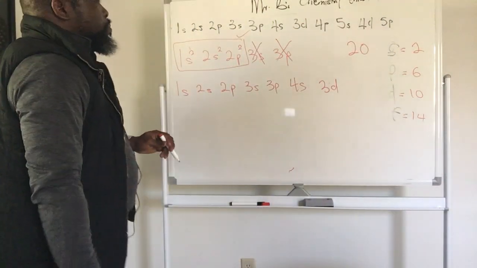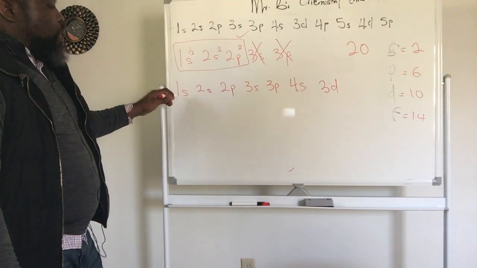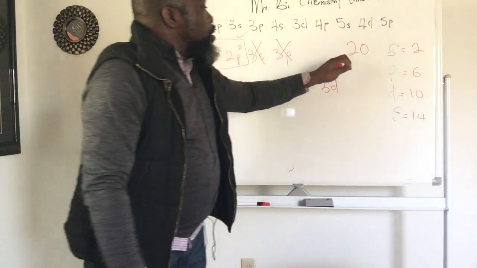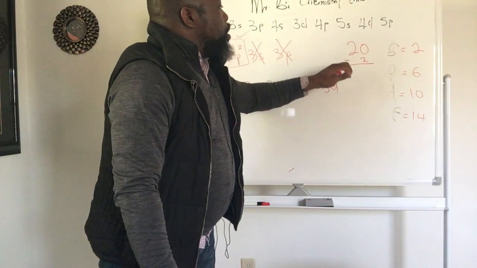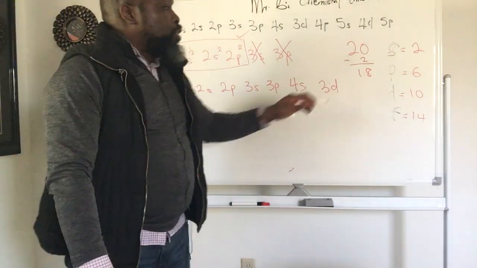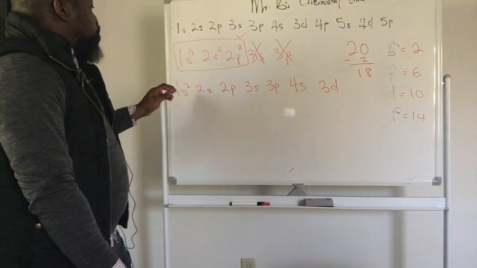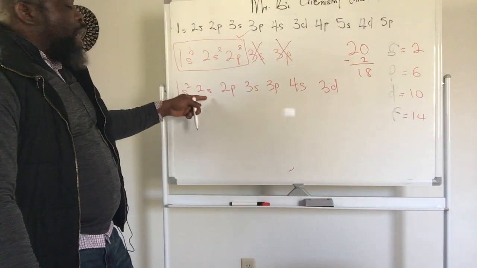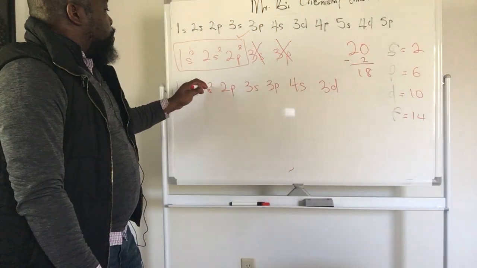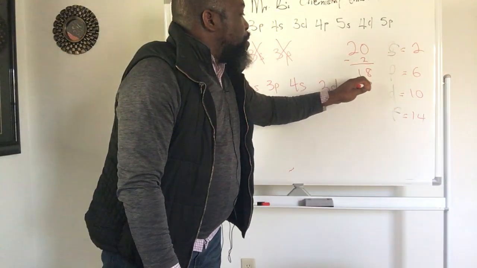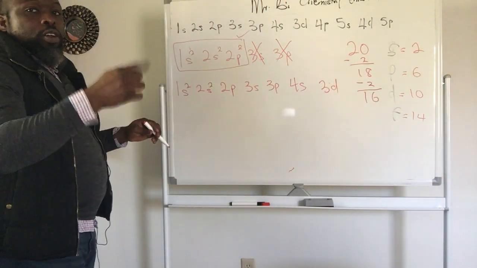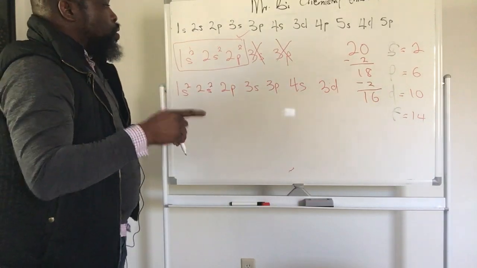Okay, so let's start. The first level is S. We know that S can have a maximum of 2. So we'll put our 2 here, and we'll take 2 from here. So we have 18 left. Remember that we're going to go all the way to 0 electrons. Now we go to the second level, we see that it's 2s, another s. S can have a maximum of 2, right? So we'll put our 2 here, we'll take 2 from here. So we have 16 left, 16 electrons. Remember, we keep on going until we get to 0 electrons.